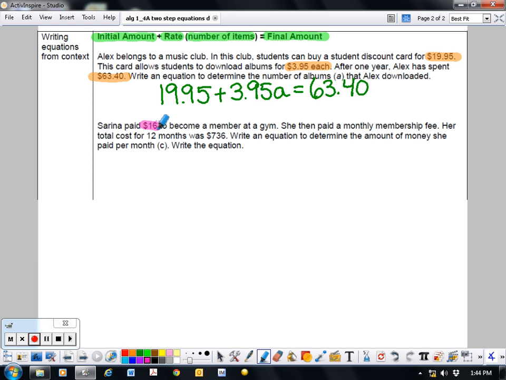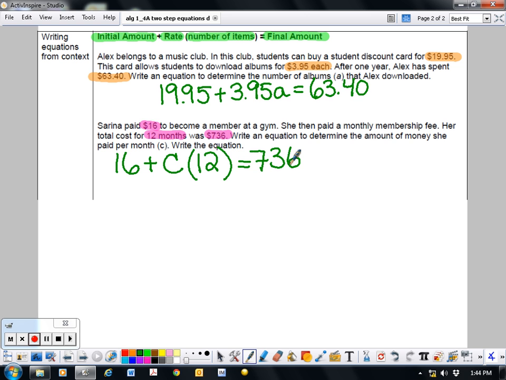She then paid a monthly membership fee. Monthly membership fees are always rates. Her total cost for 12 months was $736. Write the equation to determine the amount of money she paid per month. Okay, so her initial amount was $16. We do not know her rate. So I'm going to go ahead and put that C right here for her rate. But we do know that she was a member for 12 months. So this is the number of items. So this is the little flip-flop from last time. And then the total amount she paid was $736.